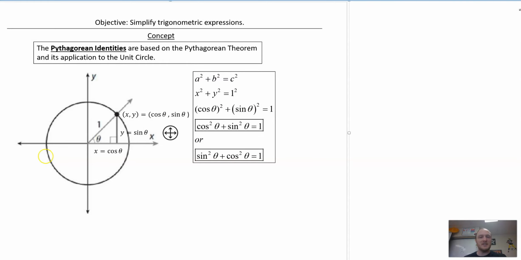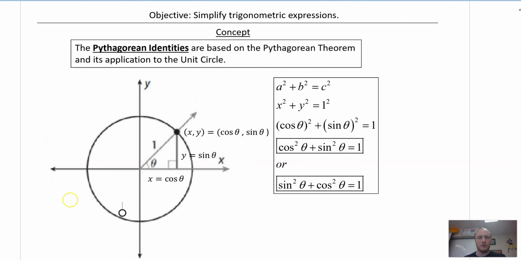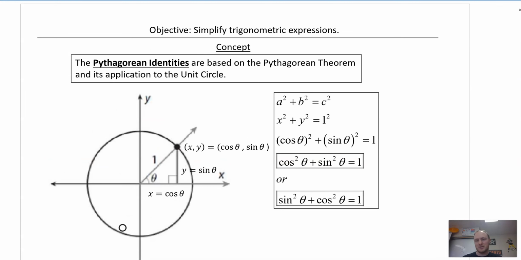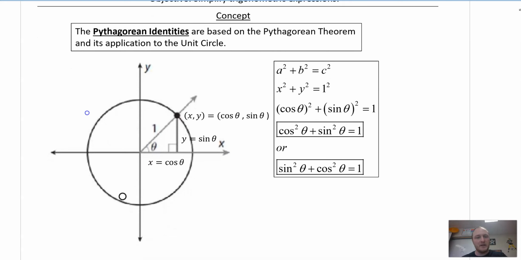Now, the Pythagorean identities are very important when working with trigonometric expressions and equations, and they're derived from the Pythagorean theorem. So we'll go ahead and look at this inscribed triangle in a circle, and I hope that you see it is a right triangle, right? So that means that if I let the two legs be x and y, and my radius be 1, I can get x squared plus y squared equals 1 squared.